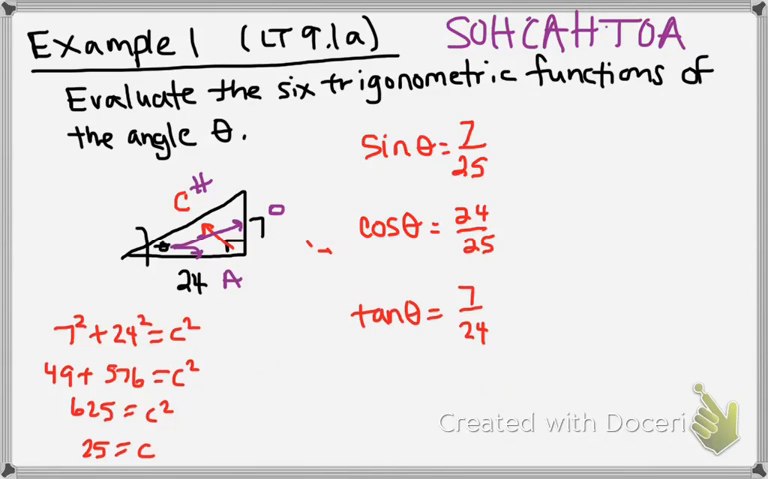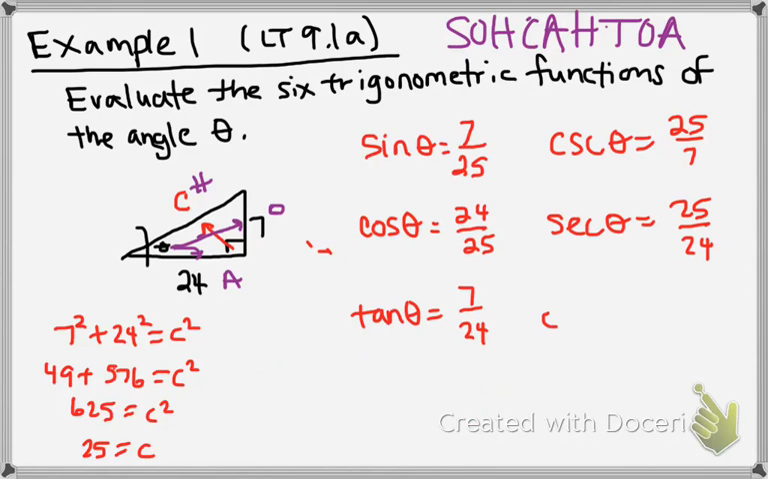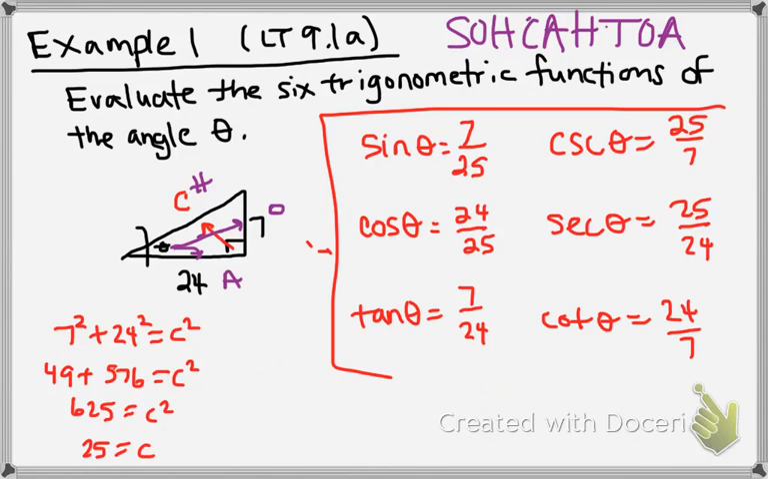So let's look at those reciprocal functions. So the reciprocal of sine is the cosecant. So the cosecant of theta is a reciprocal, so flip it over, 25/7. The reciprocal of cosine is secant, so secant of theta, so flip over the cosine, is 25/24. And the reciprocal of tangent is cotangent, so the cotangent of theta is 24/7. And there are 6 trigonometric functions.